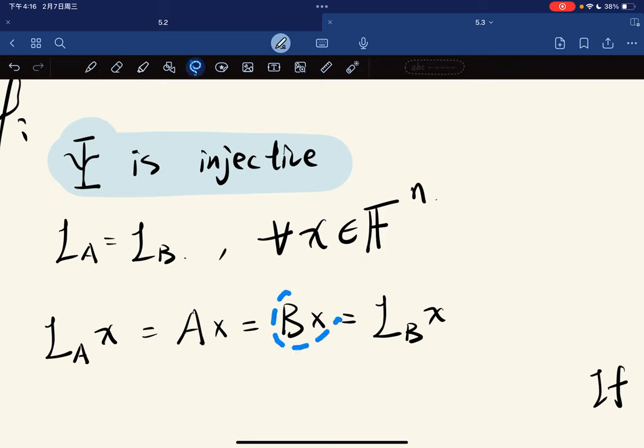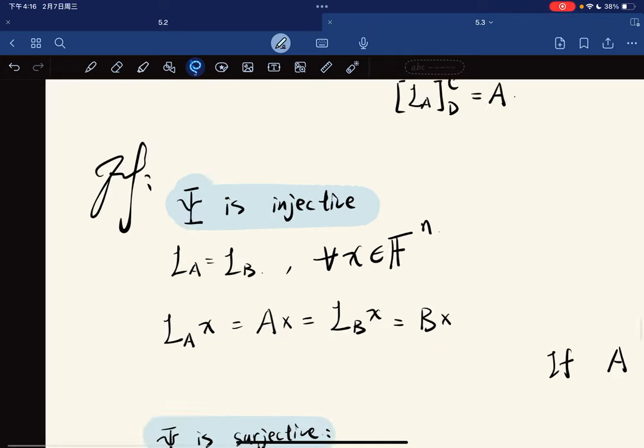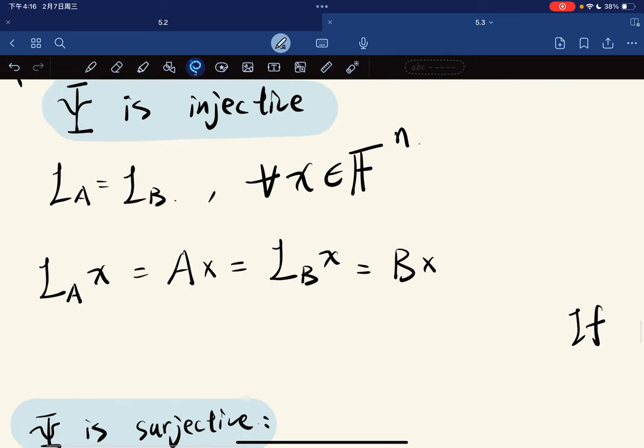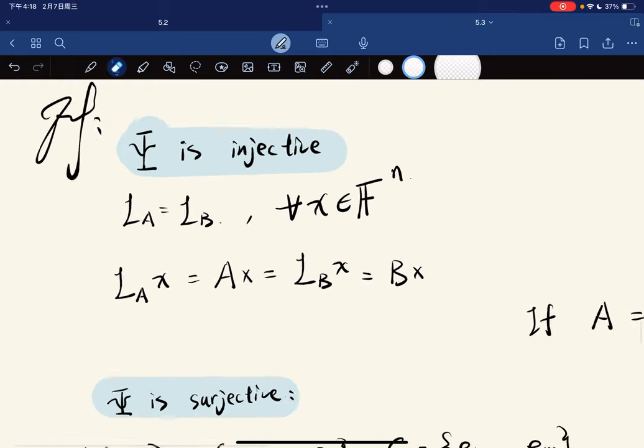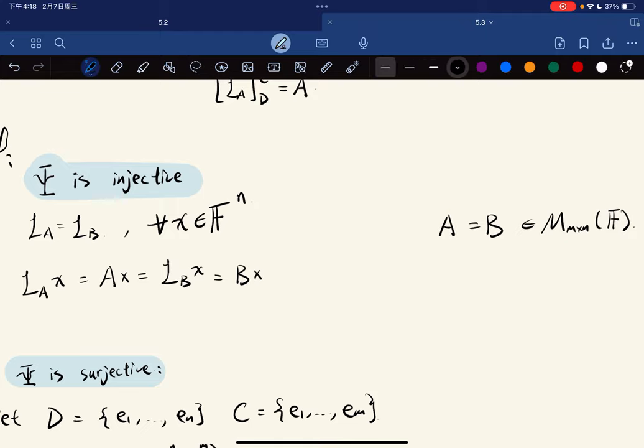Lx to Ax equals LBx, and LBx is equal to Bx. So if Ax is equal to Bx, then we want to show that A is equal to B. Okay, so how do we show this?